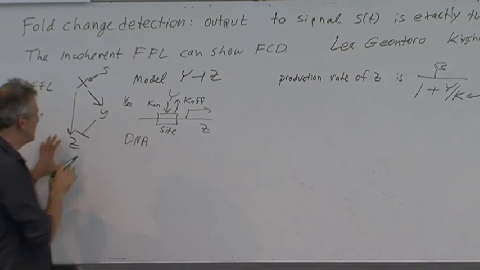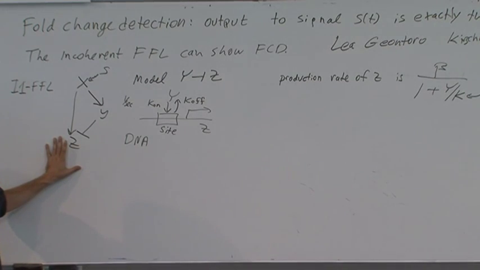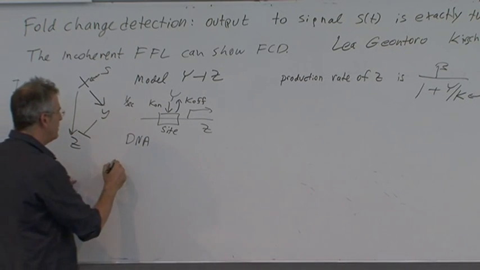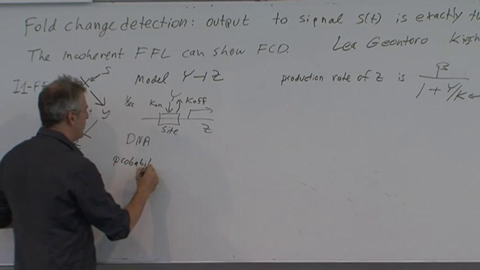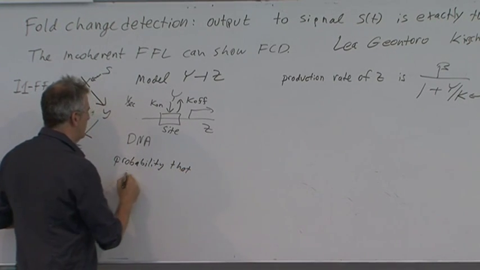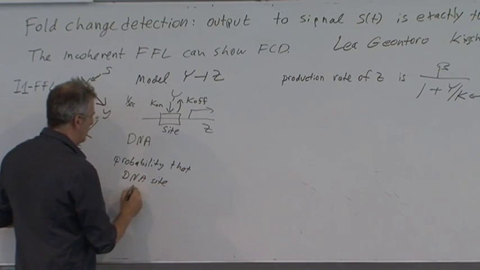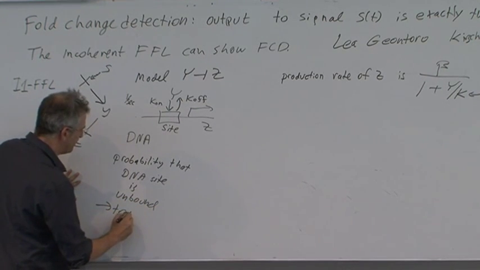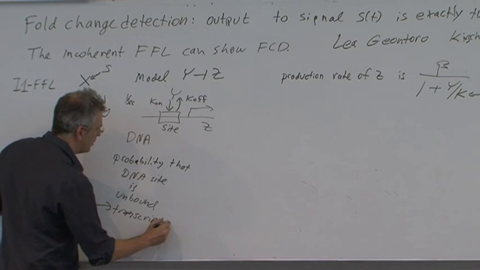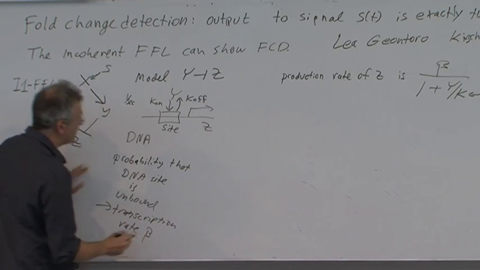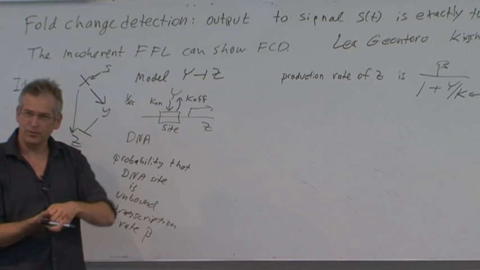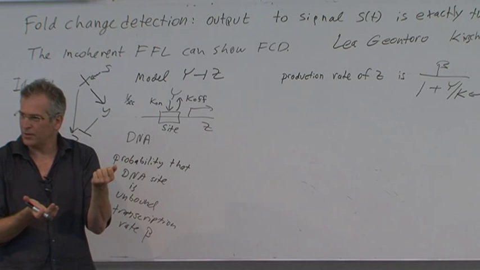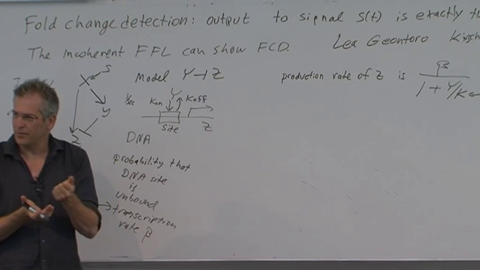But since transcription and translation events happen on a time scale of minutes to hours, we're going to average over many, many binding and unbinding events and ask, what is the probability that the DNA site is unbound? When it's unbound, there's transcription at a rate beta, because this is a repressor. When it's bound, there's no transcription. So what fraction of the time is it bound: 50% of the time, 70%, 100%, 1%?